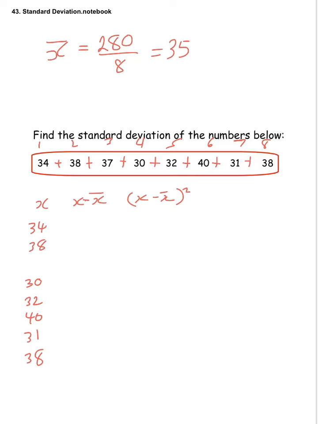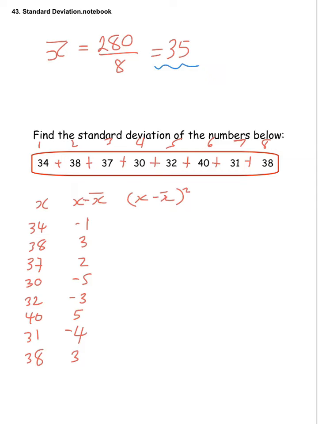Our x minus x hat is going to be our x numbers, which are the ones we've just written down, minus 35, which we figured out is our x hat, or our mean at the top of the screen there. So 34 take away 35 becomes minus 1, 38 take away 35 is 3, 37 take away 35 is 2, 30 take away 35 is minus 5, 32 take away 35 is minus 3, 40 take away 35 is 5, 31 take away 35 is minus 4, and 38 take away 35 is positive 3.